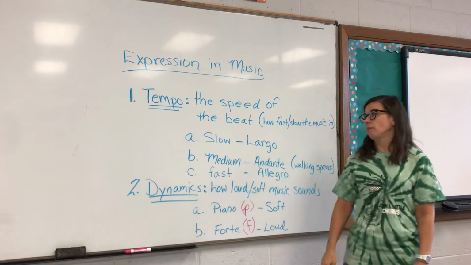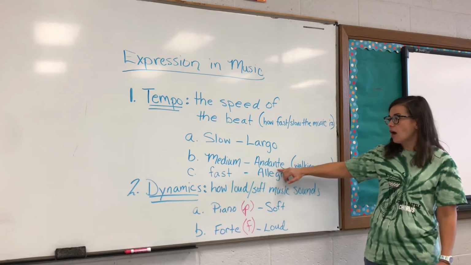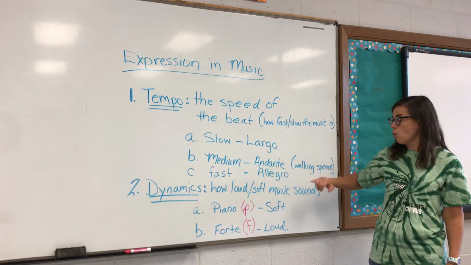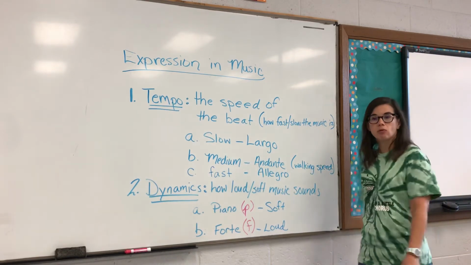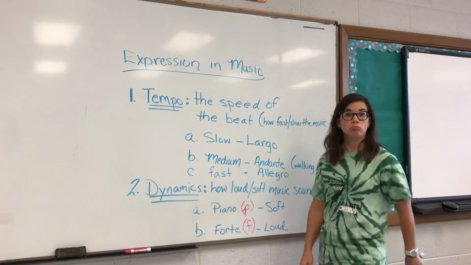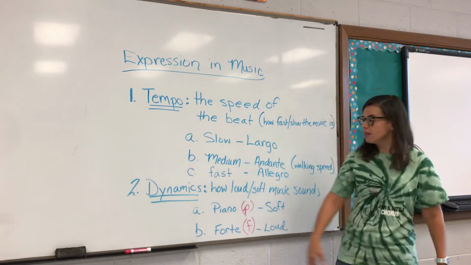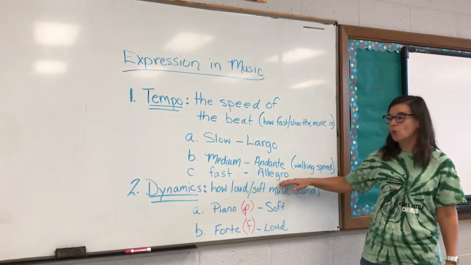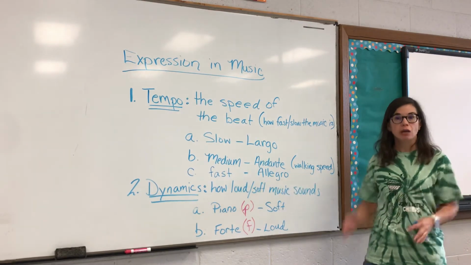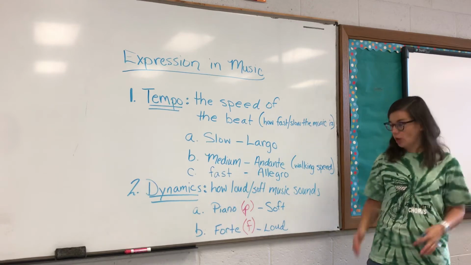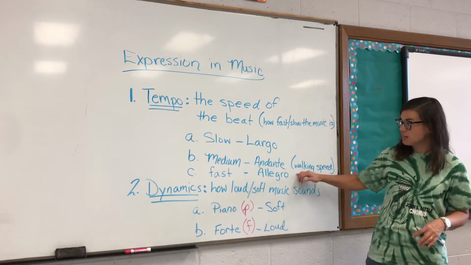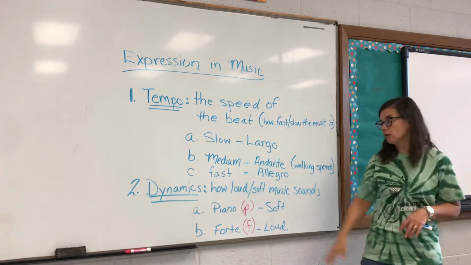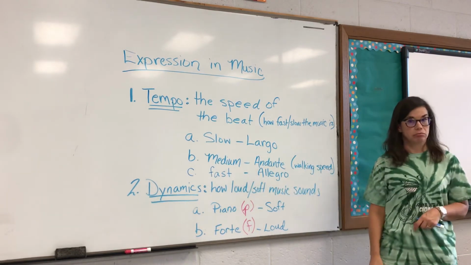A medium tempo in music is often called andante, which is actually a walking speed. It's about the speed at which you would casually walk down the hall of the school. That's andante. And then a fast tempo, there are several fast tempos, but we'll go with allegro, which is like a jogging speed. So that's a fast tempo. So we have slow, largo, medium, andante, and fast, allegro.